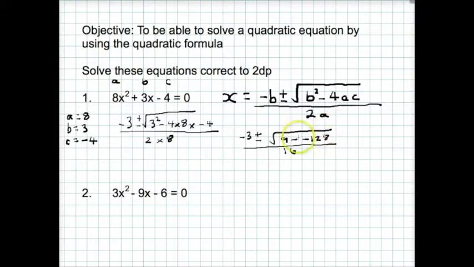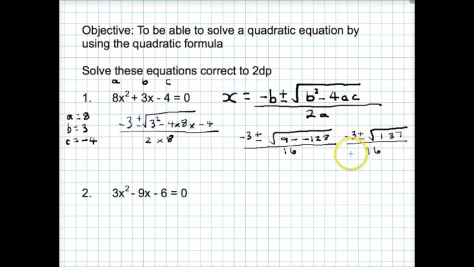Now we can shorten this bit here because you've got 9 minus minus 128, which is the same as add. So we're left with minus 3 plus or minus the square root of, well, 9 add 128 gives you 137, and you're then going to divide all that by 16. Now we've got to do two calculations here, one with the positive and one with the negative.